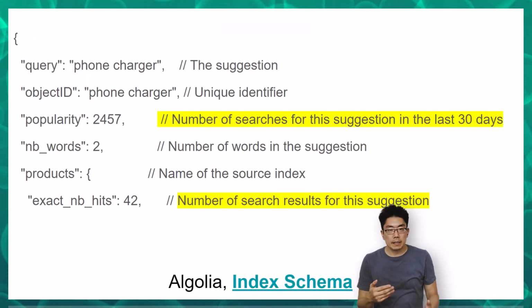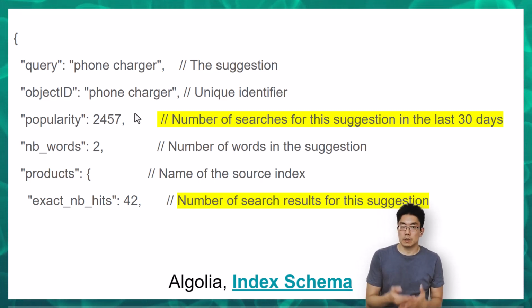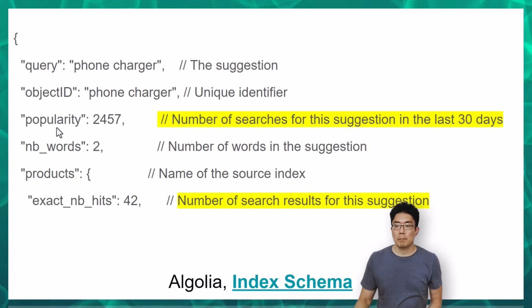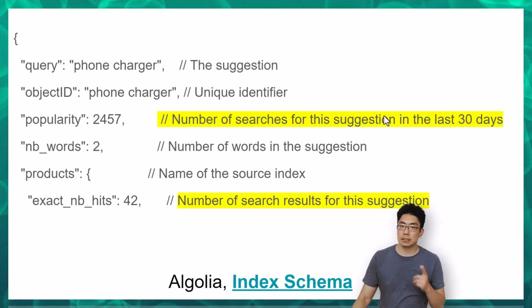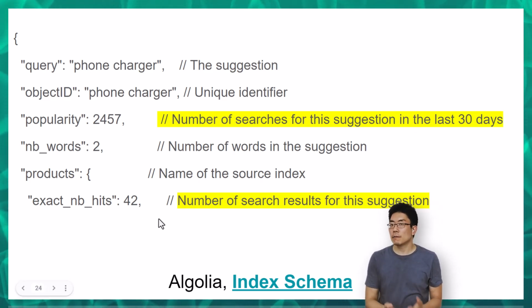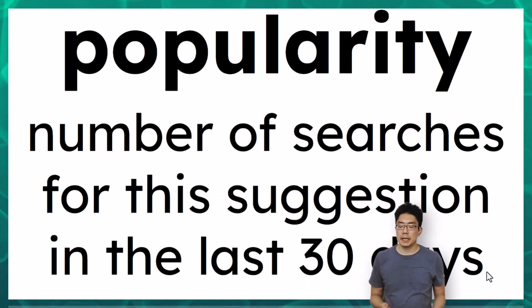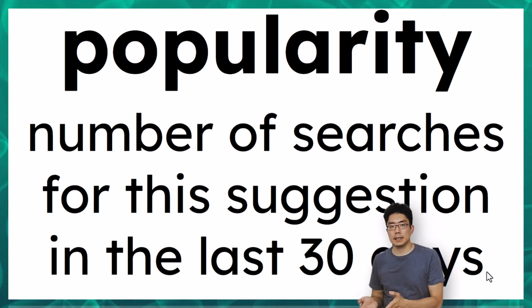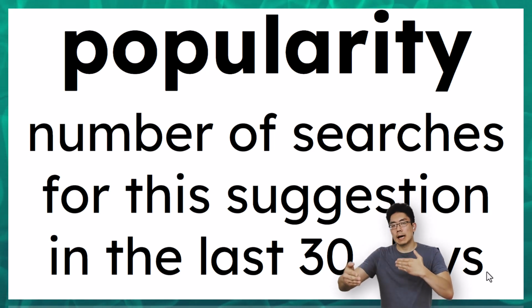So when you're inspecting the website and looking at the developer tools yourself, query is the word that you typed in, like back to school. Popularity is the number of searches for this suggestion in the last 30 days, so the last month. And then exact NB hits is the number of search results in the database for that keyword suggestion. So for me, one of the key pieces of information here is it's in the last 30 days. And I know from reading more of the manual that this is a rolling window of the last 30 days.